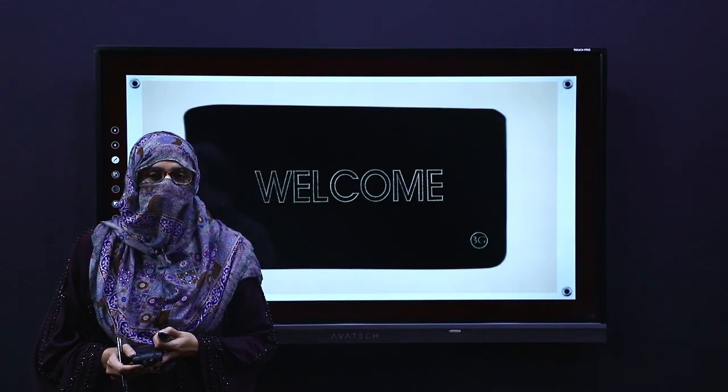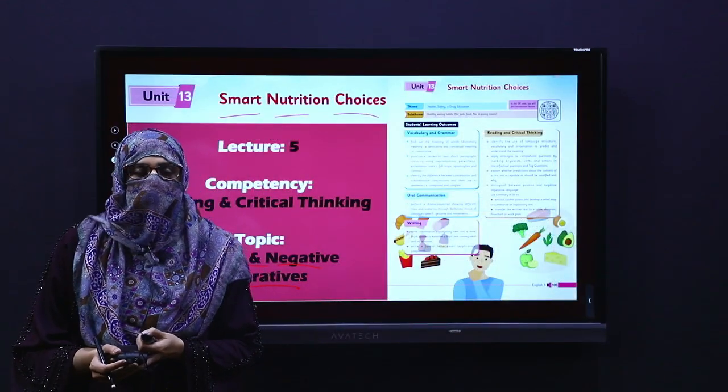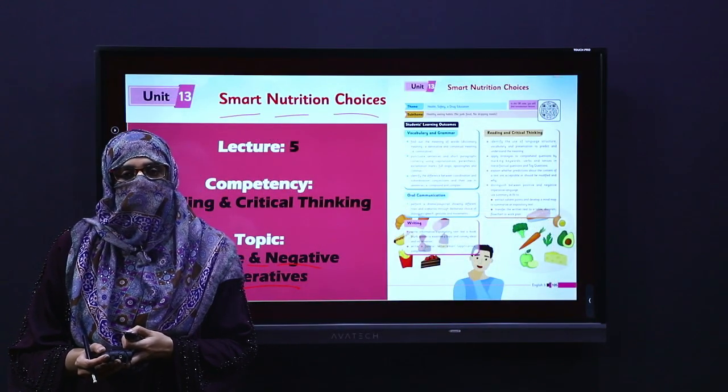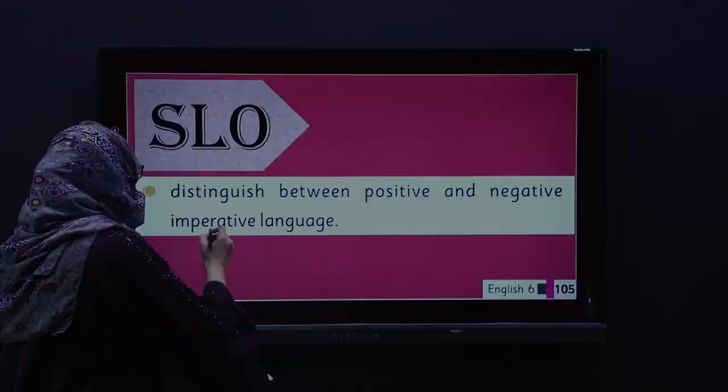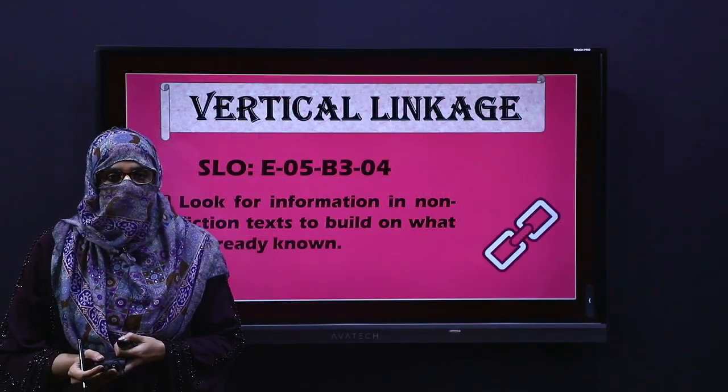Currently we are at unit number 13, Smart Nutrition Choices. Our today's lecture is lecture number 5 and the competency that we are targeting through this lecture is reading and critical thinking. Our today's topic is positive and negative imperatives. Before learning about the positive and negative imperatives, let's have a look at the SLO first. Distinguish between positive and negative imperative language. We have also provided the vertical linkage for you.